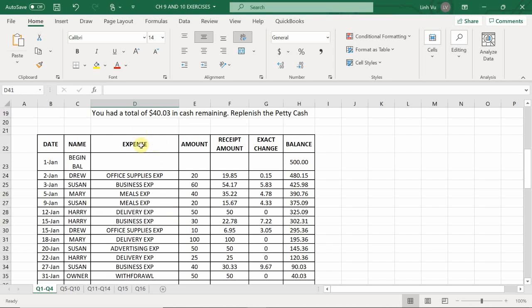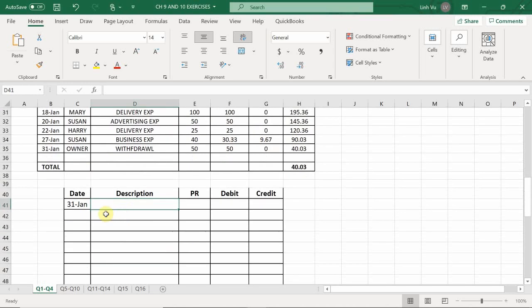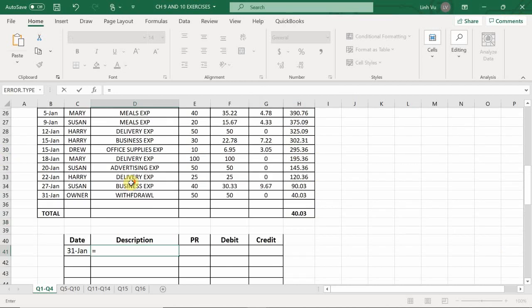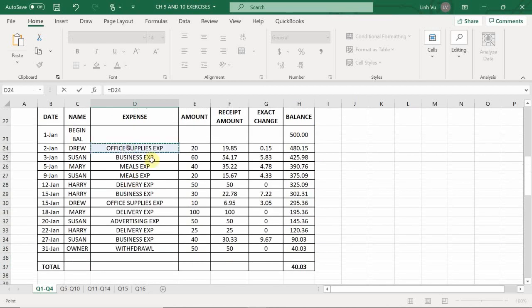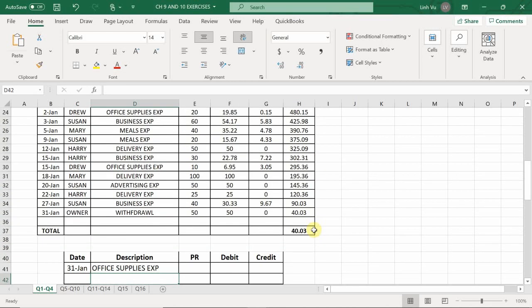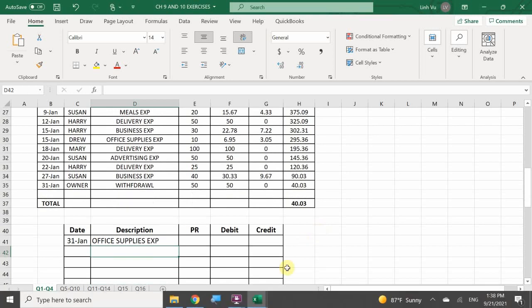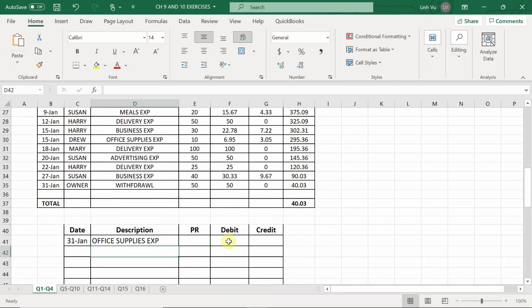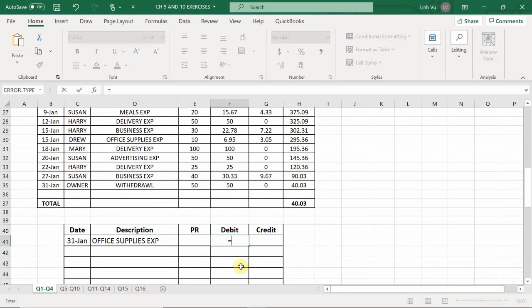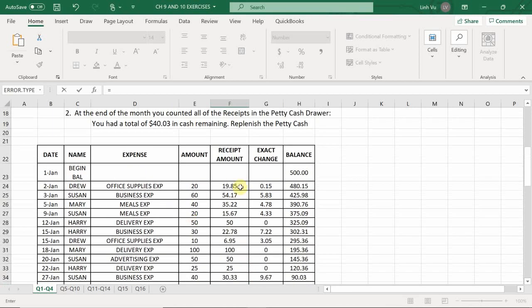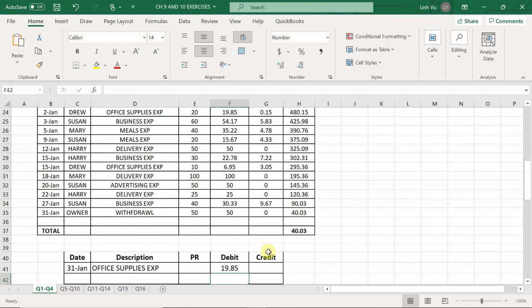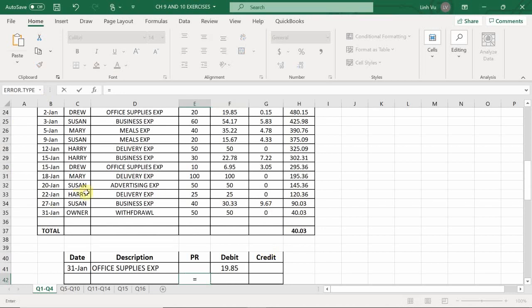So the very first one right here, we have an office supplies expense. Okay, so again, we're going to type in here that's our very first amount here, which is our office supplies expense. Okay, and there we have it. And for this one, again, expenses are always debited, and this one was debited for $19. Okay, let's see what the next expense was.